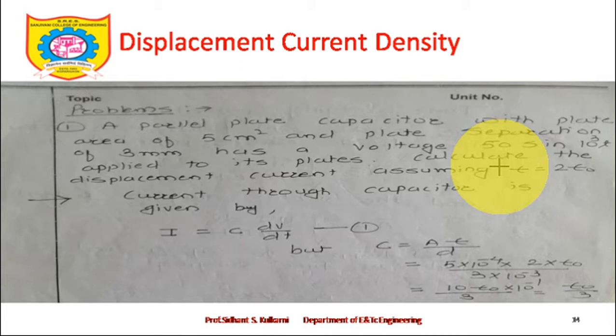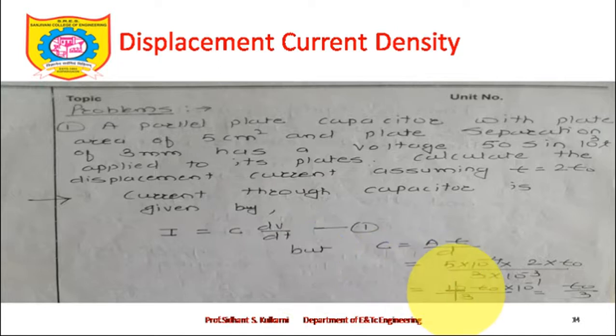But do we know the value of C? No, we don't know the value of C. If it is a parallel plate capacitor, we know the capacitance formula is A epsilon by D. Put the value of epsilon as 2 epsilon naught, 2 into 8.85 into 10 raised to minus 12. Area is given as 5 cm square; I have converted it into meter square, so 5 into 10 raised to minus 4, divided by the distance between the plates, given as 3 mm, 3 into 10 raised to minus 3. Put all those values and I will get epsilon naught by 9, epsilon naught upon 3. Just try to calculate C. Once you know the value of C, pause this video for some time, put the value of C, differentiate the voltage 50 sin 10 raised to 3t with respect to t, and get the value of I.